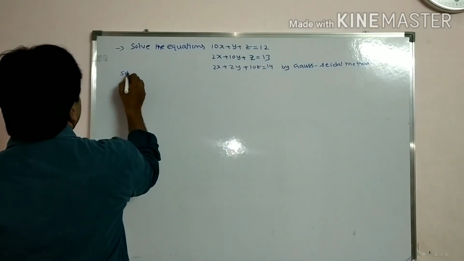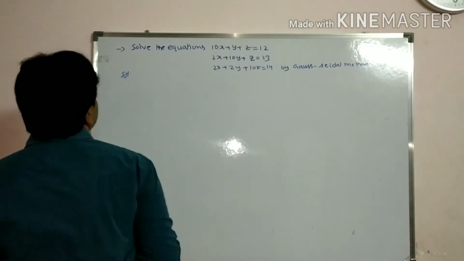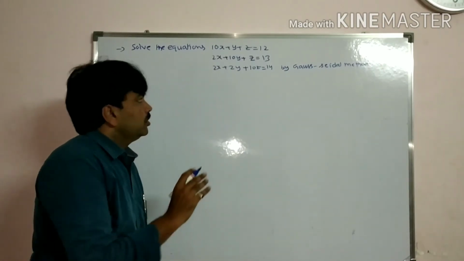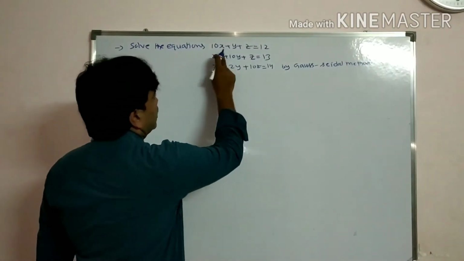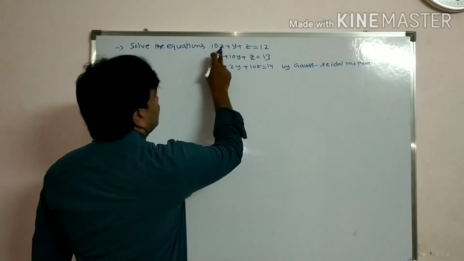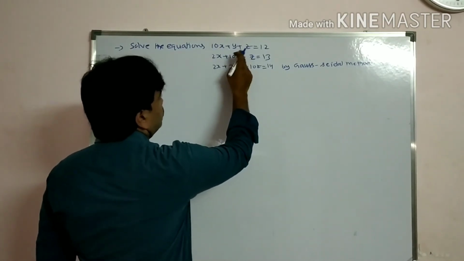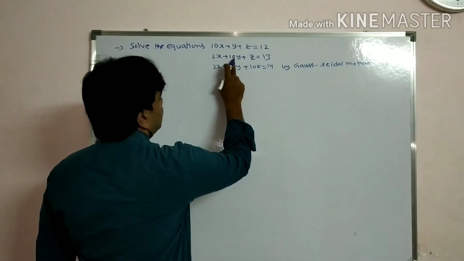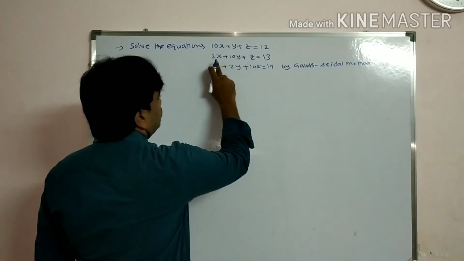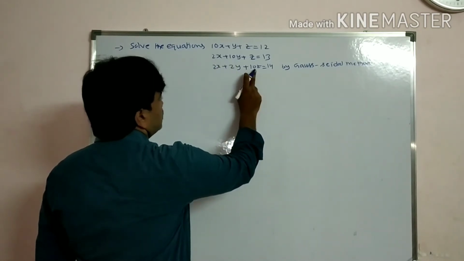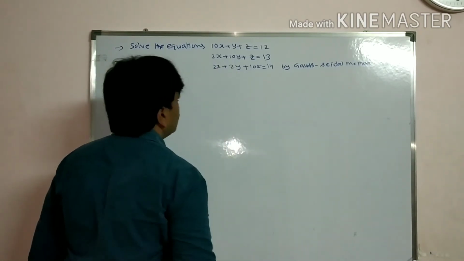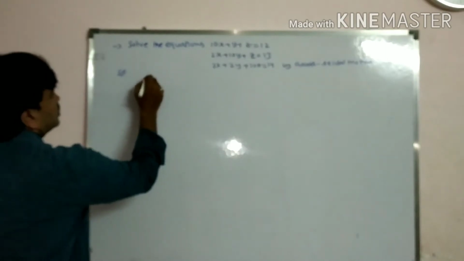Solution. See students, you observe the equations. In the first equation, the x coefficient is largest compared to the other coefficients. In the second equation, 10 is largest compared to the other coefficients. Similarly, for z here, it is largest. So rearrange the equations.